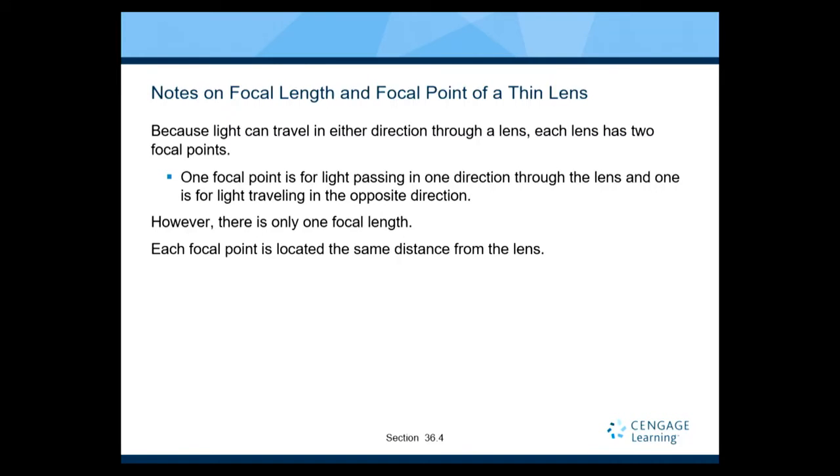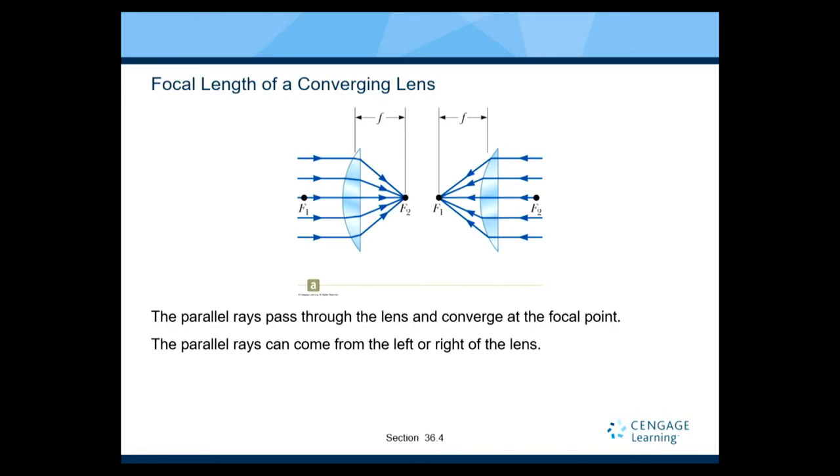So a couple things. Because light can travel through either direction of the lens, the lens ultimately has two focal points. Luckily for us, most of the time we don't worry about it because we actually design the lens to not have that. So one focal point is for light passing one direction and one is for the other. However, there's only one focal length and each focal point is the same distance from the lens. So when we design our lenses, we get that piece.